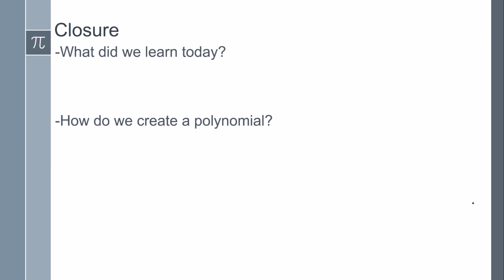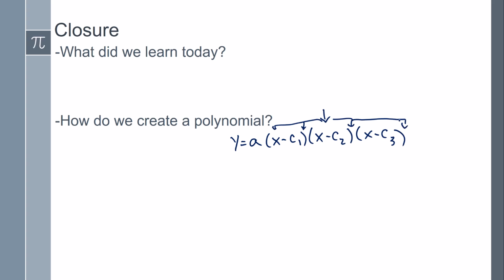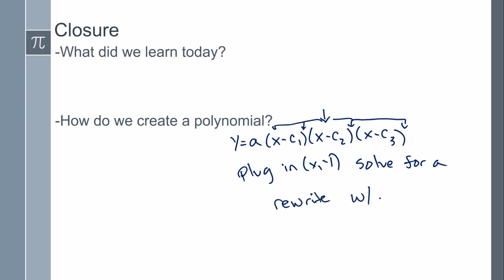So what did we learn today? We learned how to create a polynomial from a graph. Now, to start creating it, the first thing we need to do is write out a generic polynomial: y equals a times x minus my 0 times x minus my next 0, x minus my next 0. And then we have to make sure the multiplicity is taken care of. So we have to look at the exponent, right? If it's even, we have to make that a square. And then you plug in a point for x and y and solve for a, and then rewrite with a. This does conclude our lesson.